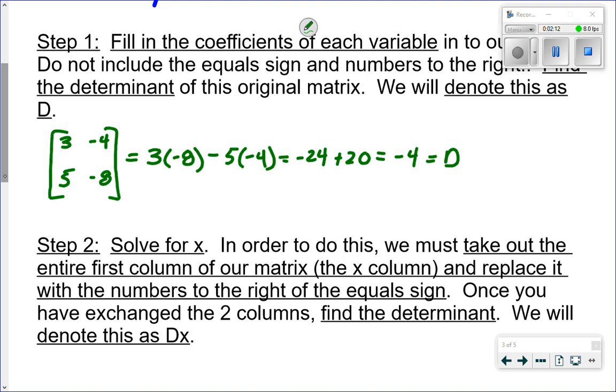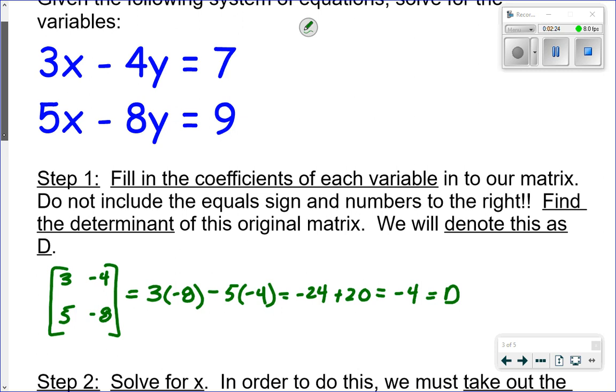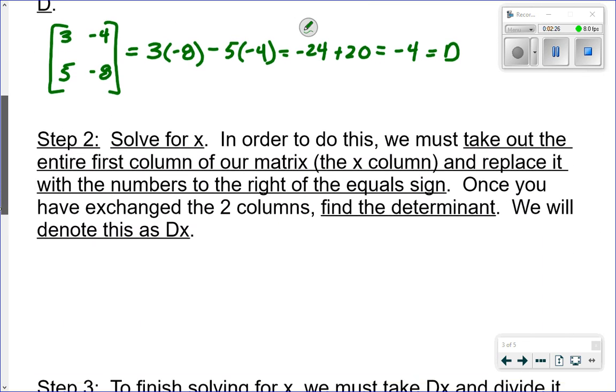Okay, step 2 says we need to solve for x. In order to do this, we must take out the entire first column. So that's the 3 and the 5, which are the x's, and replace it with the numbers to the right of the equal sign. So to the right of the equal sign is 7 and 9. So I need to set up a new matrix, and I'm going to put 7 and 9 in the x column. And I'm going to leave the y's by themselves. So -4 and -8 are going to stay.